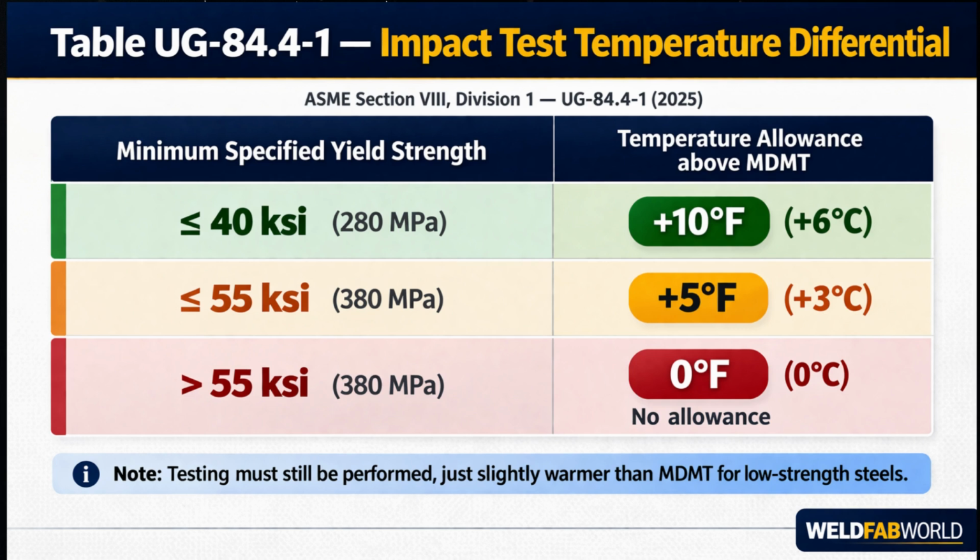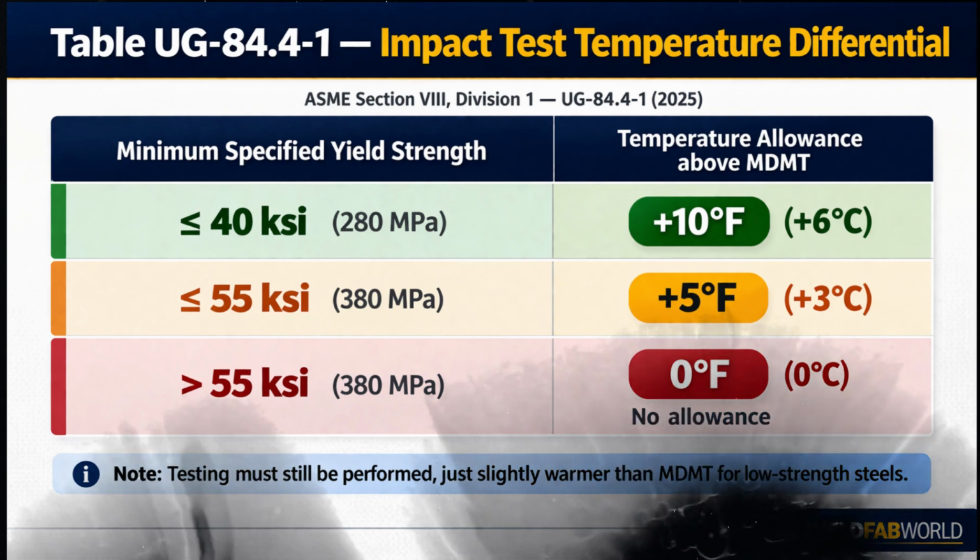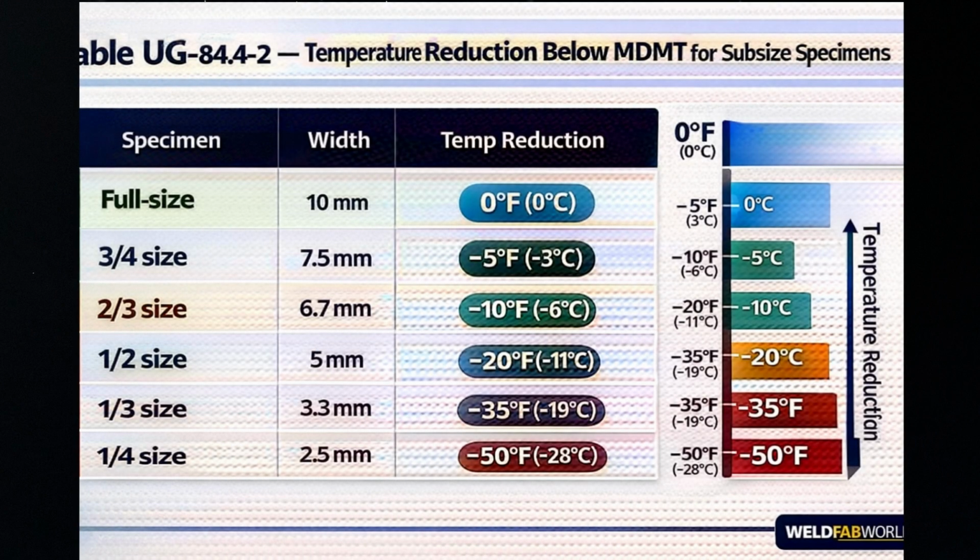This is where table UG-84.4-2 becomes critical. When you're using a subsize specimen for low-strength material and the specimen width is less than 80% of nominal thickness, the code requires you to test colder than the MDMT. Look at this table. Read that table carefully. The smaller your specimen, the colder you must test. A full-size specimen? Test at MDMT. A 1/4 size specimen at 2.5 mm? You must test 50 degrees Fahrenheit, 28 degrees Celsius, below the MDMT. ASME is compensating for the reduced notch sensitivity of smaller specimens.